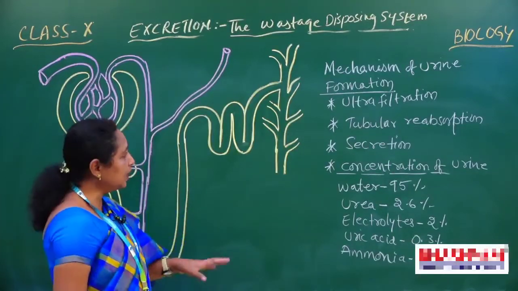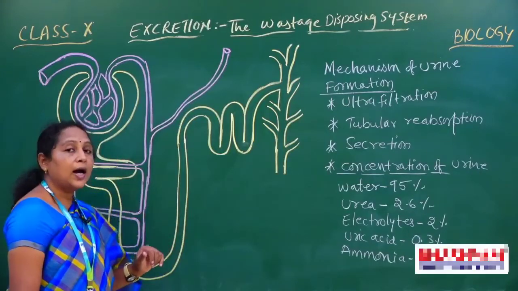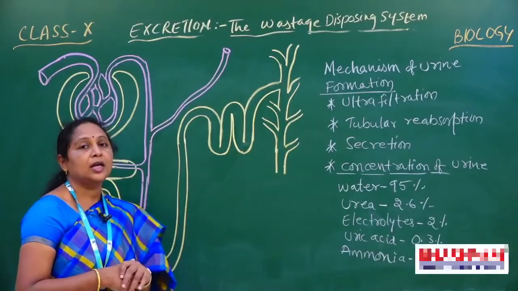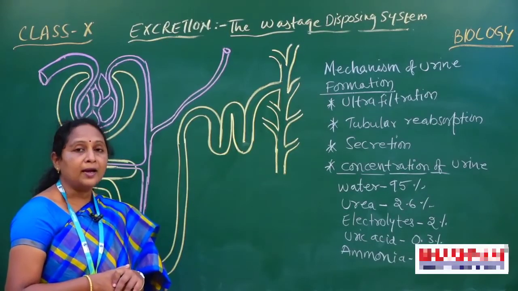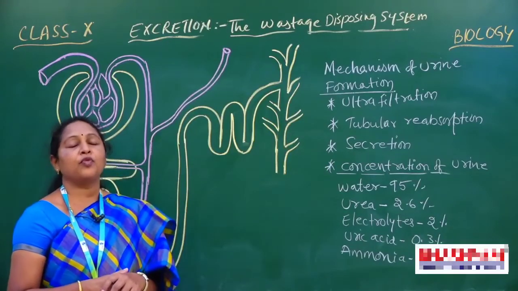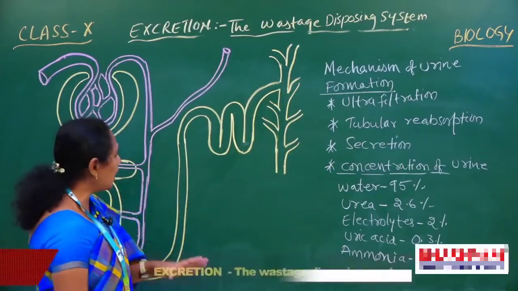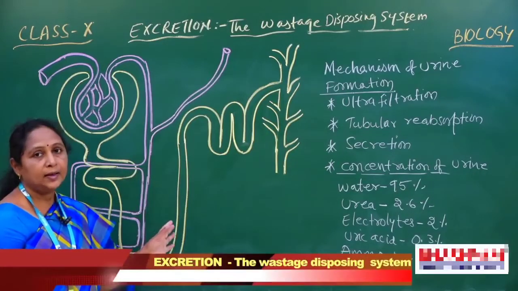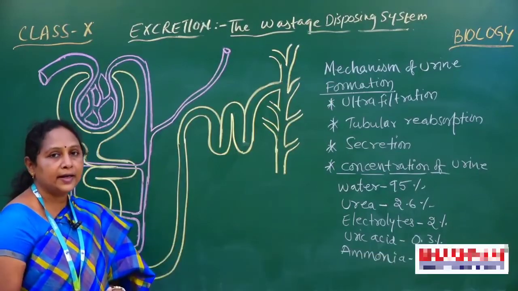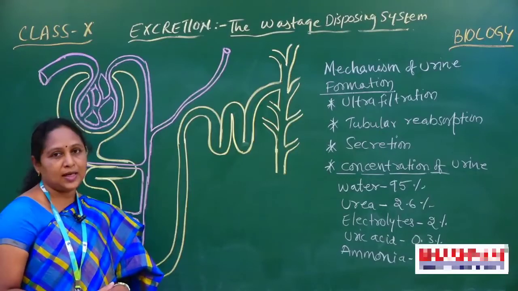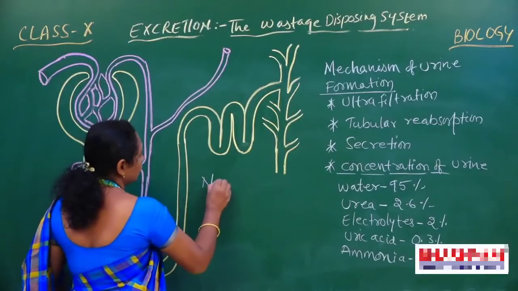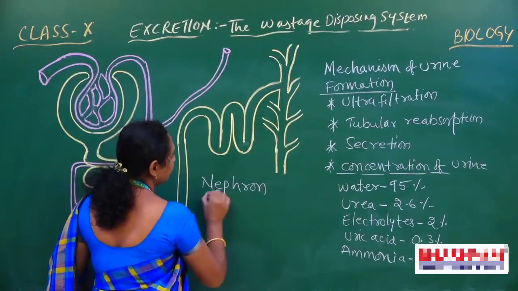Clear now? So here we are discussing how the nitrogenous waste that comes into the kidney is filtered and removed, and that removed product we call urine. So how is urine formed in a kidney? In a kidney we have millions of filtration units. These filtration units we call nephrons. What do we call them? Nephrons.